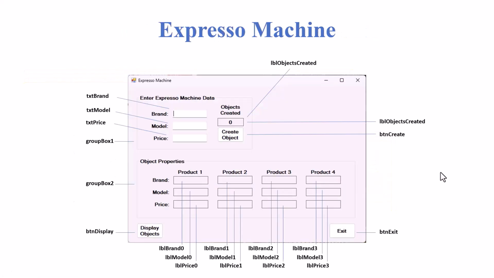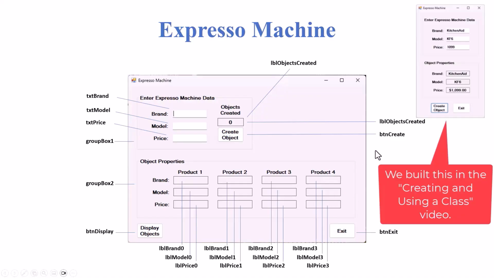For example, we're going to use the espresso machine, but we're going to expand it a bit so we can see more things on it. And I've created a form, modified the form we used before in an earlier video, and changed it so that we could actually add 4 different objects into this. And you can see we've got everything labeled here. We've got the brand, model, and price, text brand, text model, text price. That's where the data is going to be coming in.